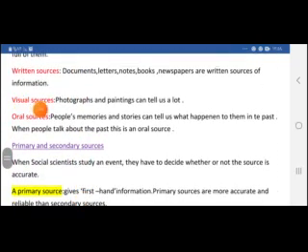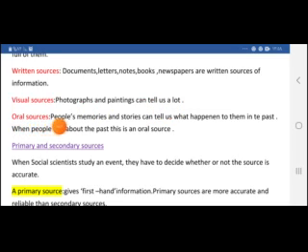Also, we have visual sources. What's the meaning of visual sources? The sources that can be seen. We get information from them by sight. Photographs and paintings, we see them, we look at them, we understand them, and then they can tell us a lot, and that's why they are called visual sources.